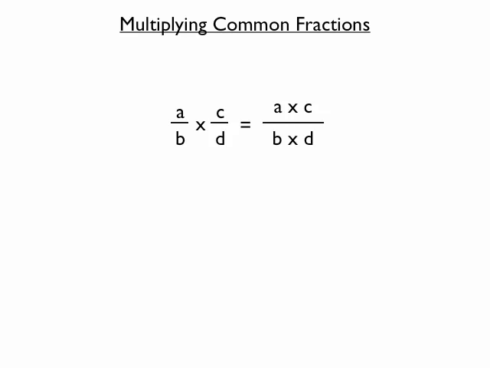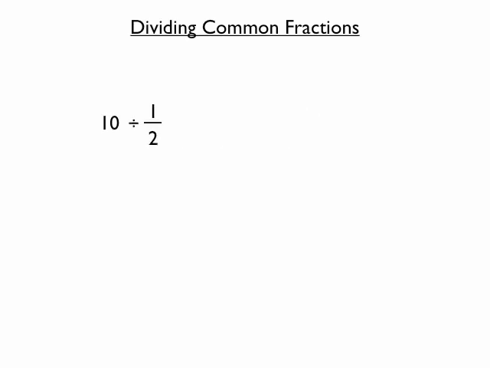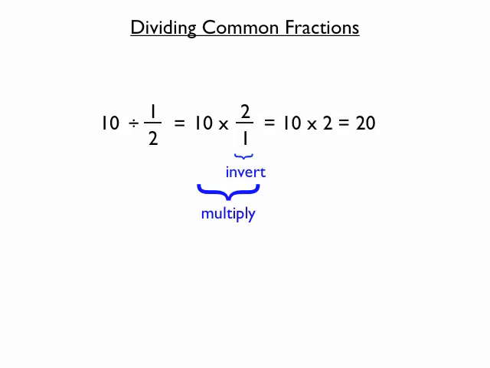To divide fractions, we use the rule that division is the same as multiplication by the reciprocal. For example, let's divide 10 by 1/2. We replace the 1/2 by its reciprocal, which means we invert it and replace division with multiplication. You can see why this rule is often called invert and multiply. Now we find the answer, 10 times 2 equals 20. You can see why the invert and multiply rule works. Recall that 10 divided by 1/2 asks how many times 1/2 goes into 10, and the answer is clearly 20.